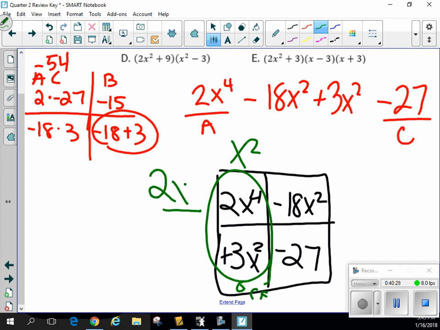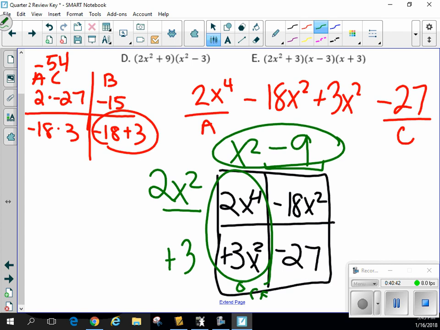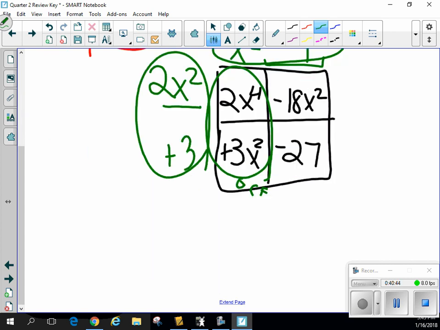That would be 2x squared. 2x squared times what is negative 18x squared? That would be negative 9. And x squared times what is 3x squared? That would be positive 3. So our factors are x squared minus 9 and 2x squared plus 3.